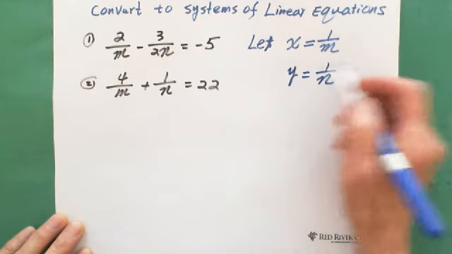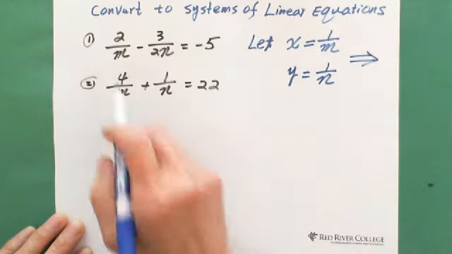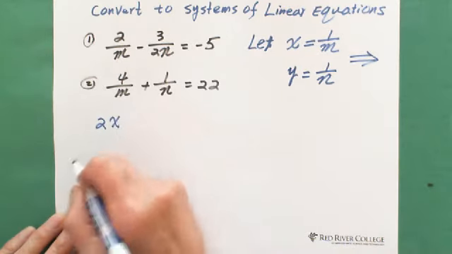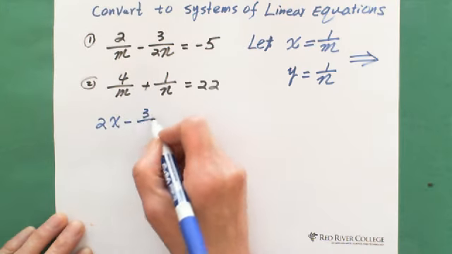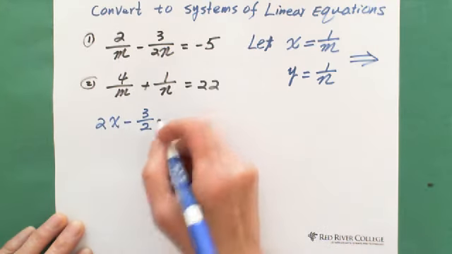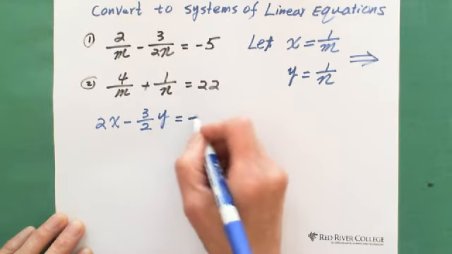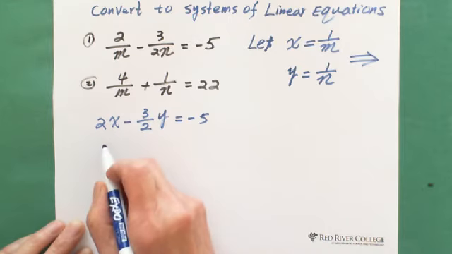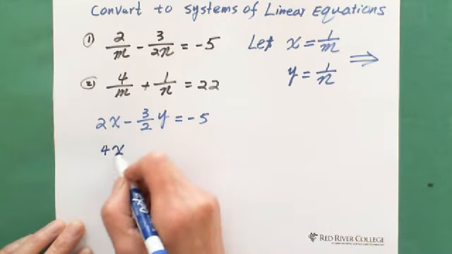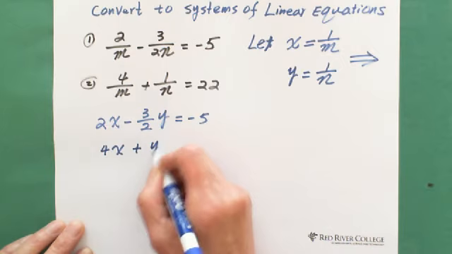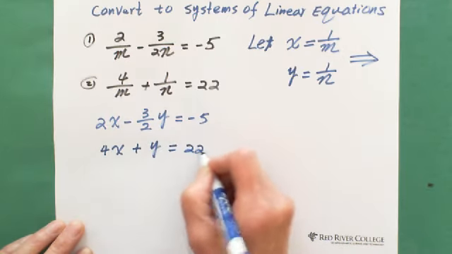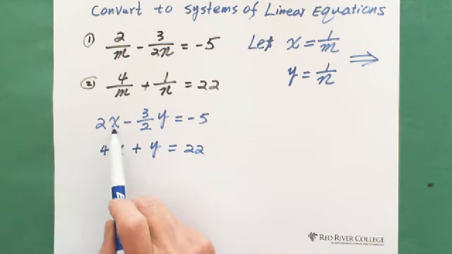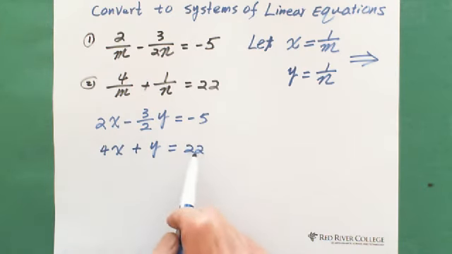After this substitution, the first one becomes 2x minus 3 over 2 times 1 over n, which is y, so minus 3 over 2 y equals -5. And the second one becomes 4x plus y equals 22. And then this is linear in x and y.